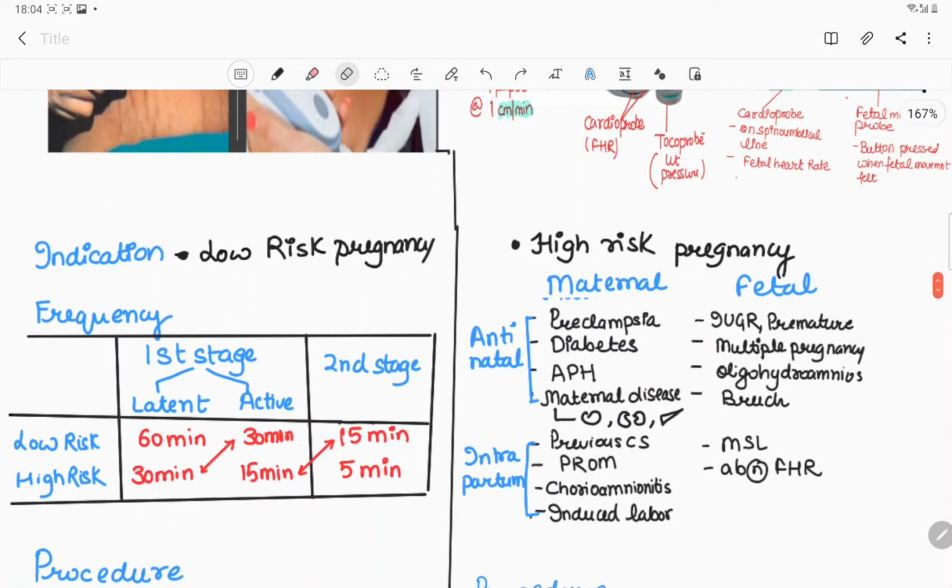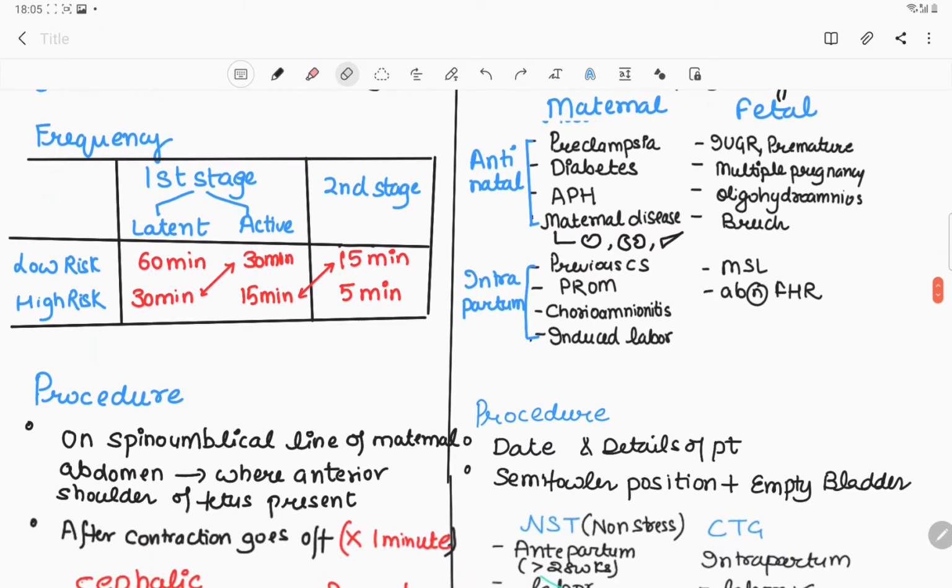Cardiotocography is indicated in high risk pregnancies. Maternal indications are preeclampsia, diabetes, antepartum hemorrhage, or any maternal disease like cardiac, renal, or liver disease. Intrapartum indications are previous cesarean, premature rupture of membrane, chorioamnionitis, and induced labor. Fetal indications are intrauterine growth retardation, premature baby, multiple pregnancies, oligohydramnios, breech presentation. Intrapartum conditions of the fetus are meconium stained liquor and abnormal fetal heart rate.